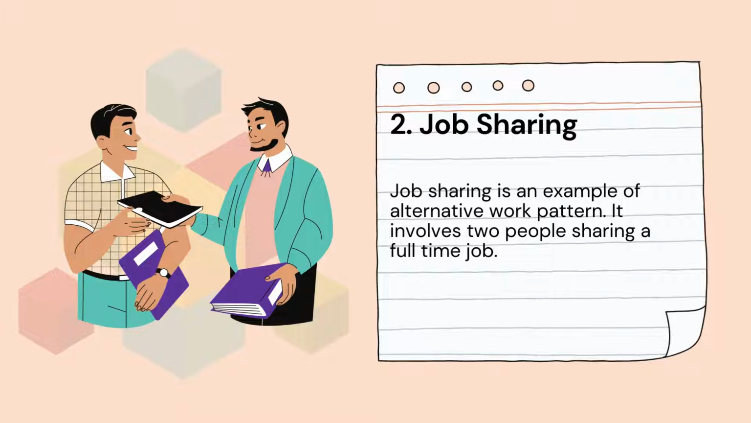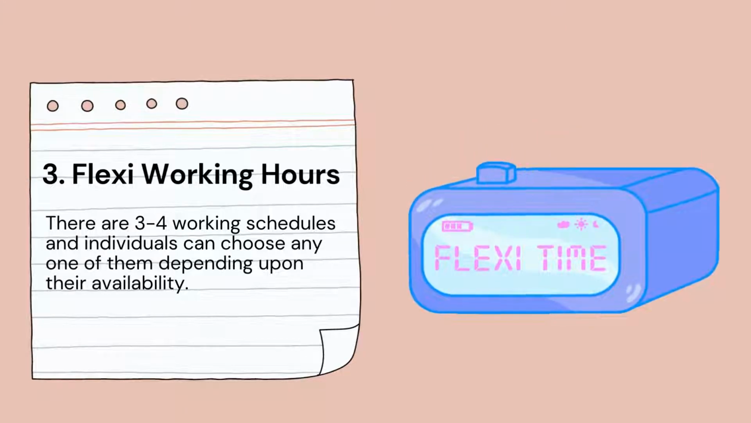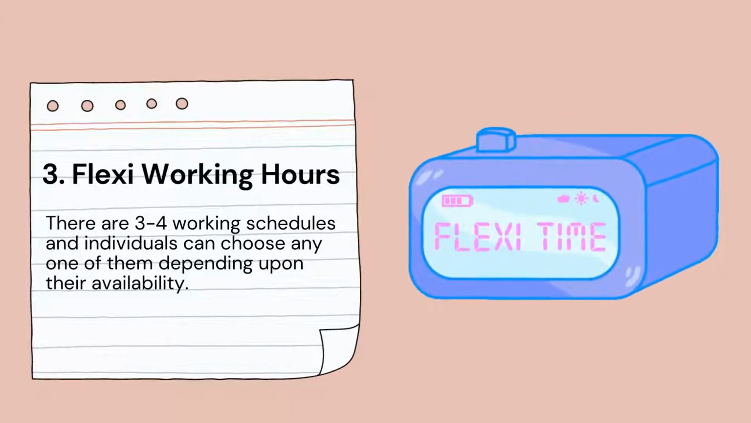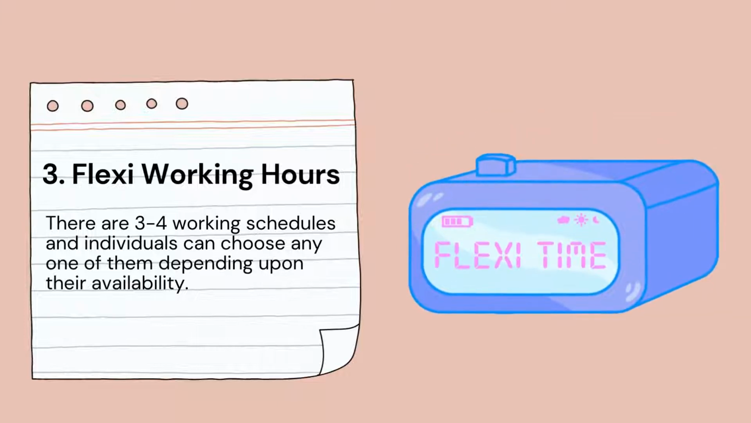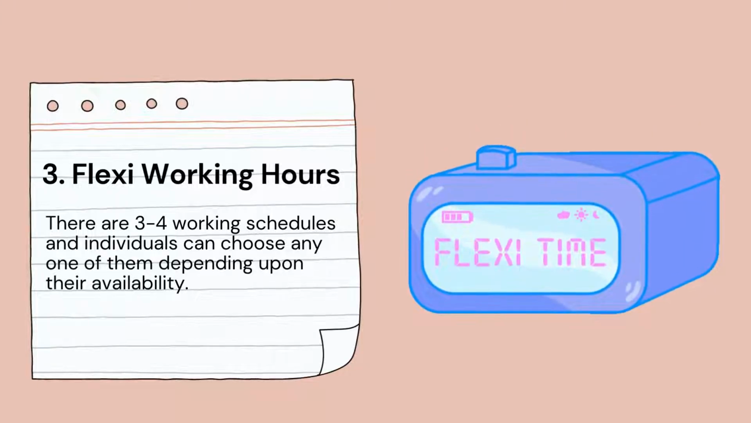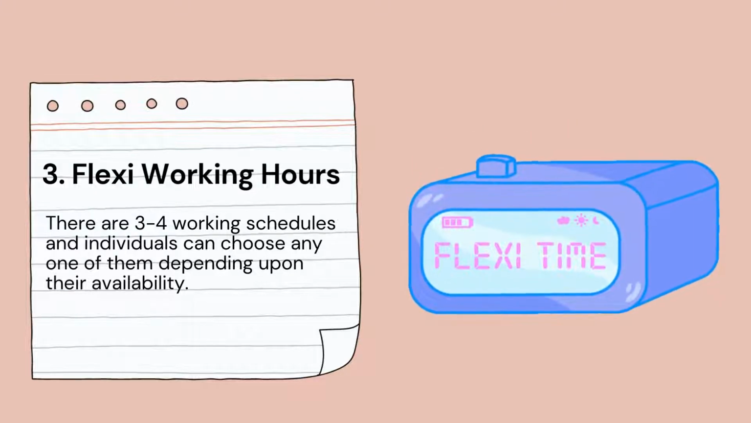So these days, organizations are open to this kind of working style where two or more individuals can actually share the job. So third, we have the flexi working hours. These days, organizations allow their employees to work according to the timings that suit them best. There are 3 to 4 working schedules, and individuals can choose any of them depending on their availability. So employees can work in early hours as well as night hours.